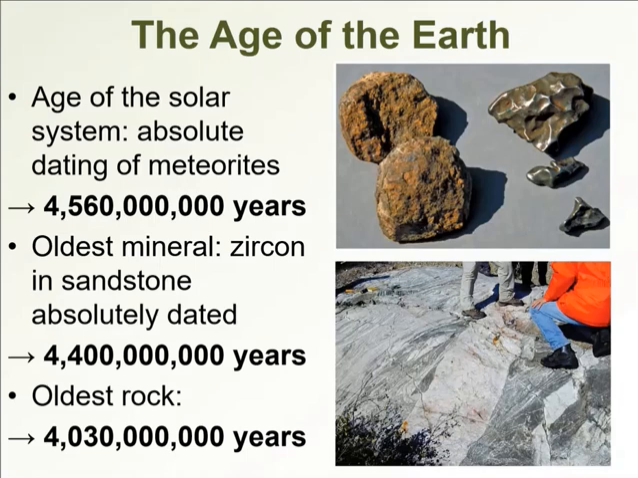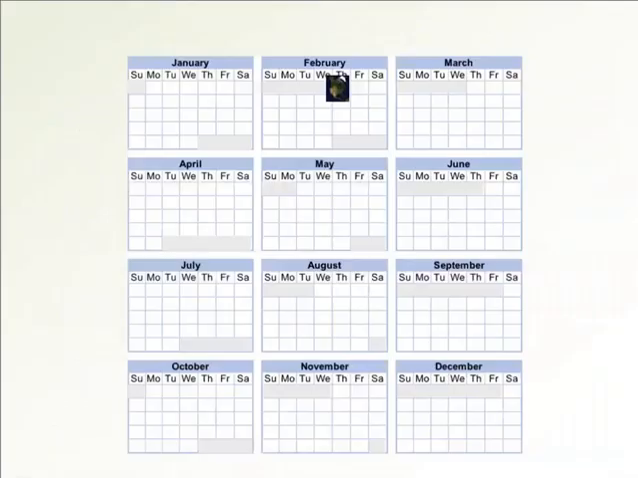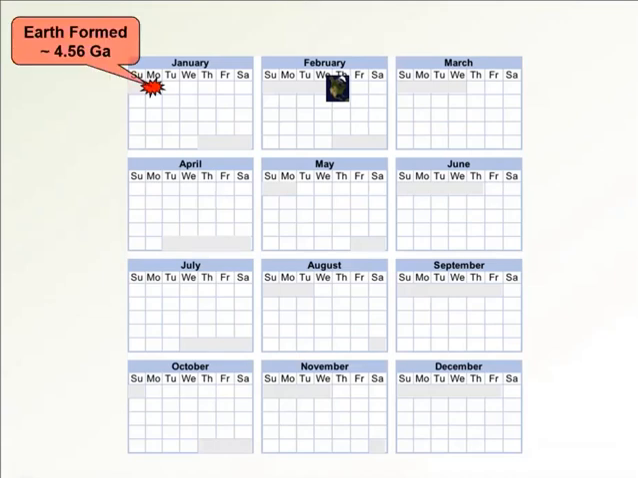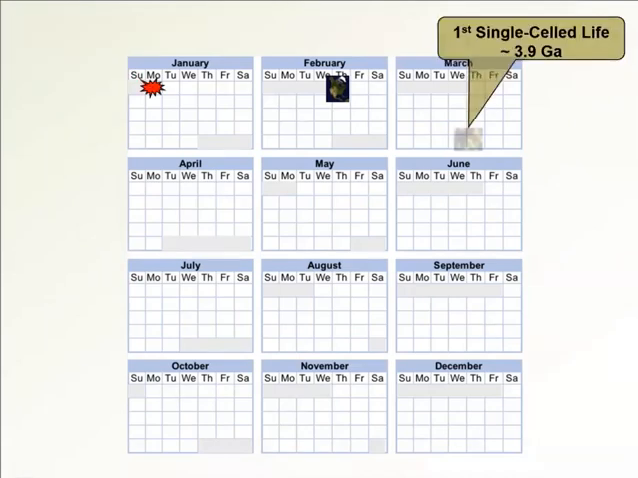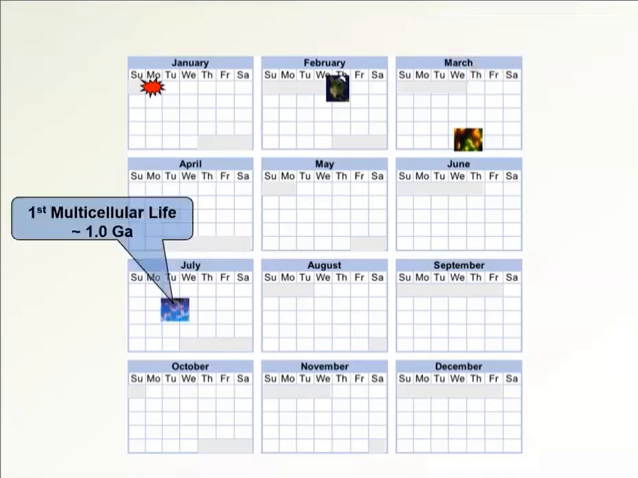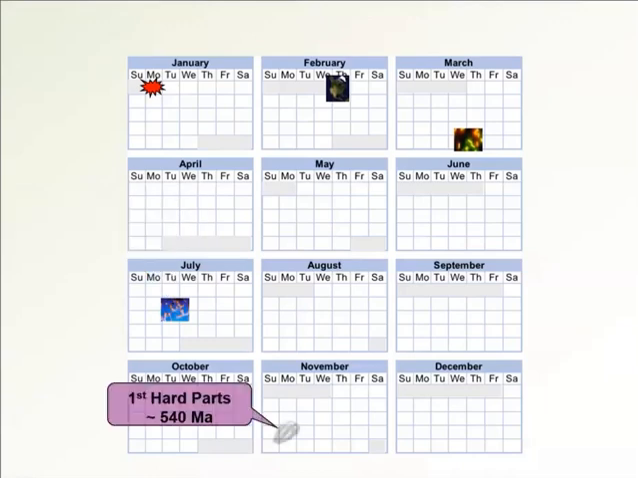So let's look at this in another way. This is a calendar, 1 year. We're going to start off with the Earth formed. The Earth formed on January 1. The first single-celled life comes in March, so that's 3.9 billion years ago. Multicellular life comes in about 1 billion years ago, which is July.